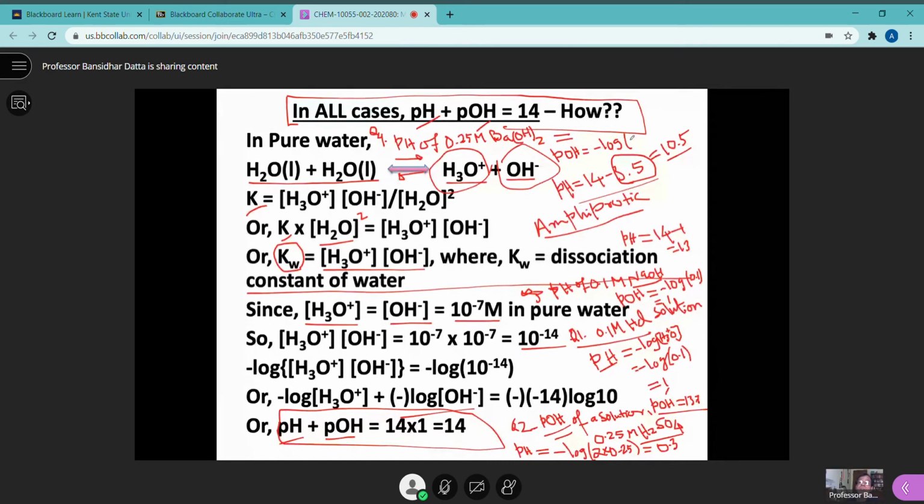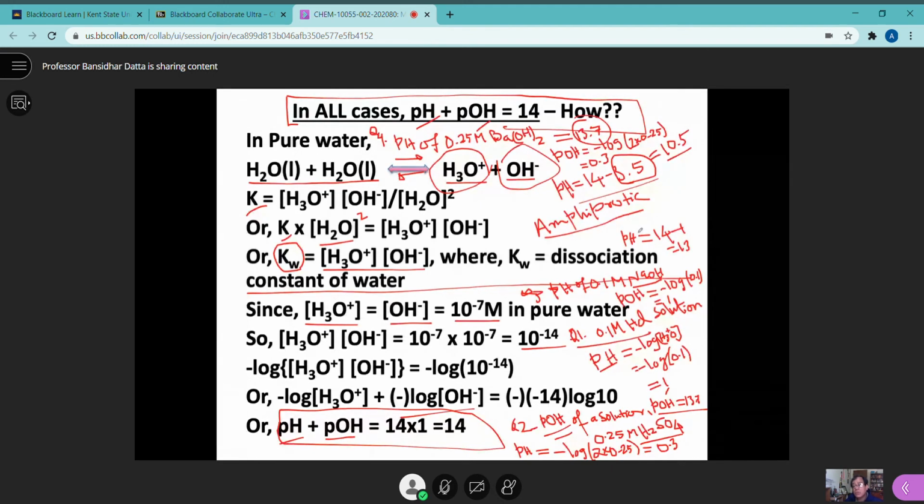That is correct, exactly the same as sulfuric acid. So 2 times 0.25. Why 0.25 again? Because it has 2 hydroxide ions. It's a strong base. And that is equal to 0.5. The pOH is 0.3, so therefore the pH will be 13.7. All right, very good. So this is the way you can calculate the pH and pOH.